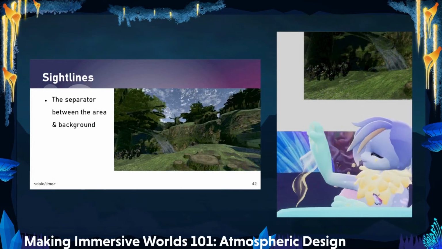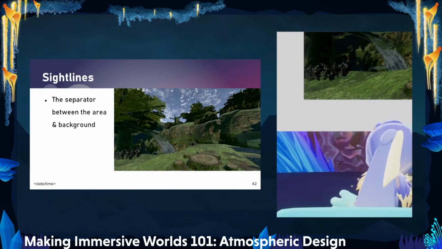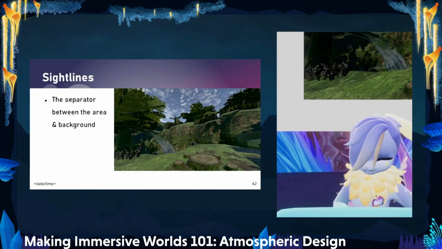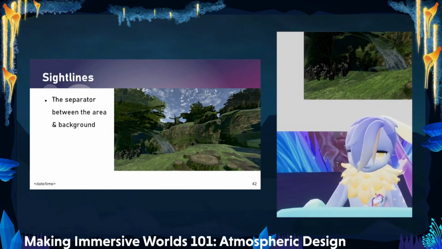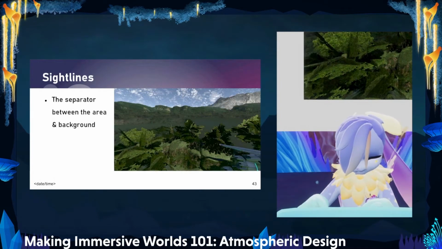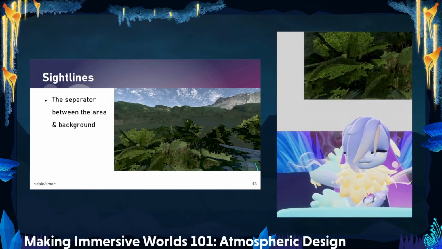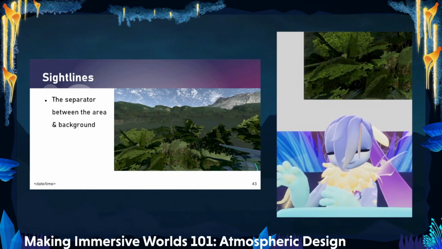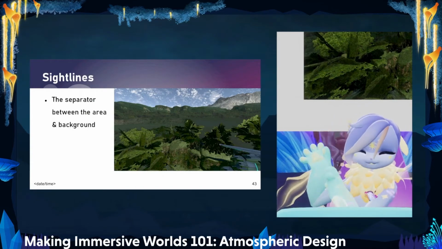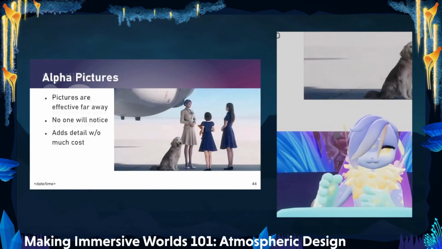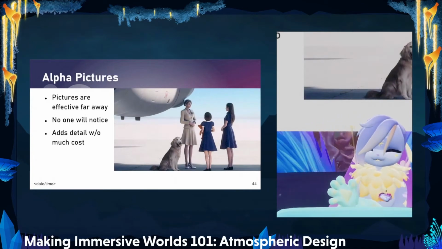So this one is an example here. This is PSO2 with the forest area in the guild. So these are the hills over there. And if you actually look above, there's nothing there. You don't actually have to build the entire background. It's just nothing there. You just have to build the sightline to make it believable.